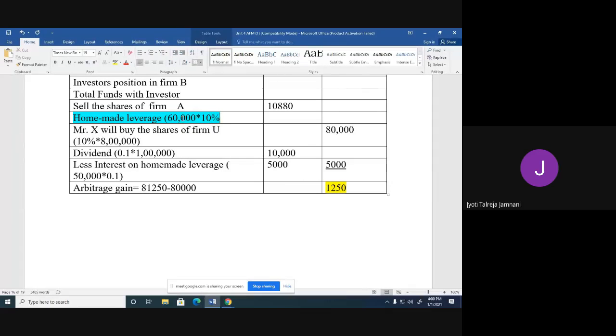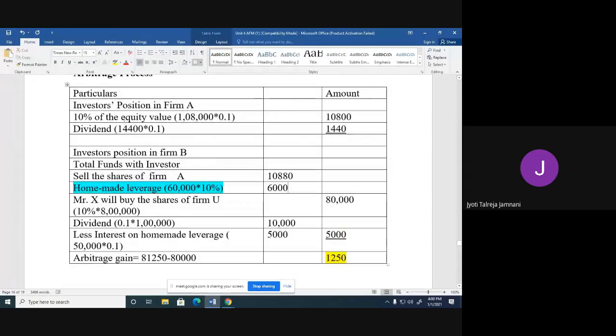How much do you get? 6,000. Ma'am, how that 10,880? 10,880 is he has sold the shares of firm A. See here, investor's position in firm A. He was holding 10% of equity value. So 10,800 is 10%. He was holding, sorry, 10,800, right? He was holding 10,800 and he will sell that same 10,800. So 10,800 plus 6,000. Totally he has now 16,800. Is that clear?